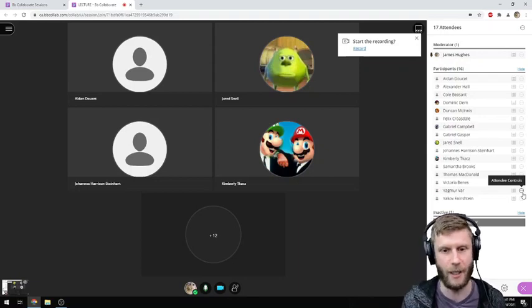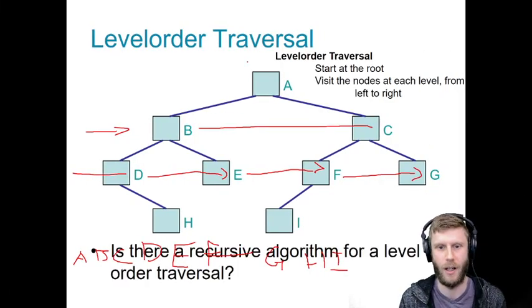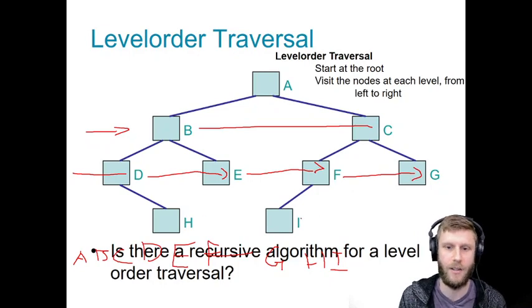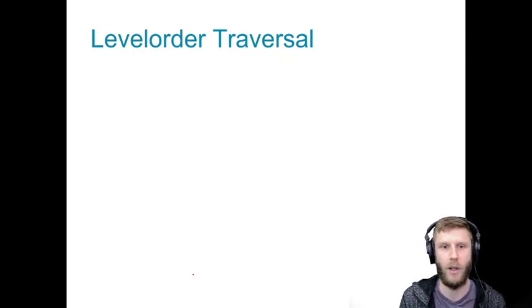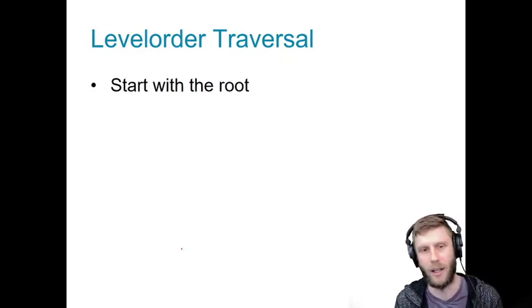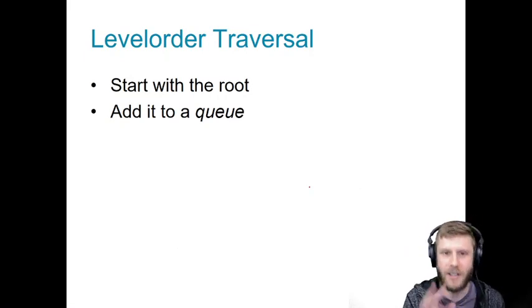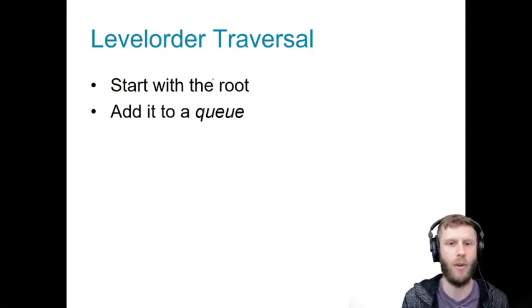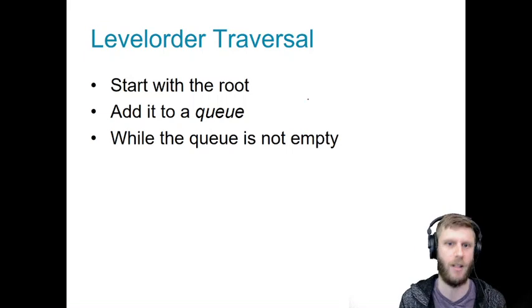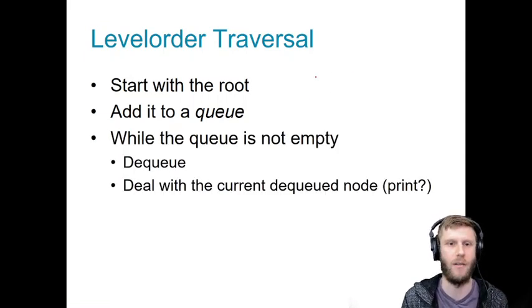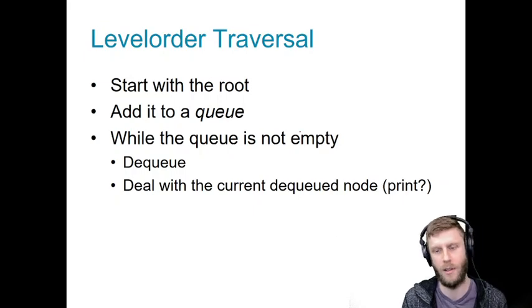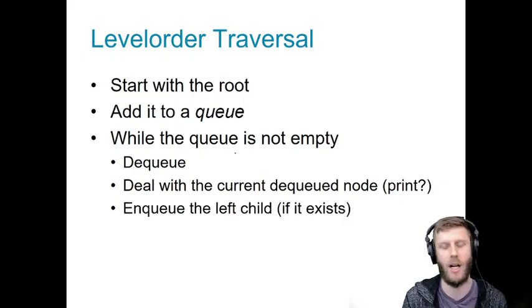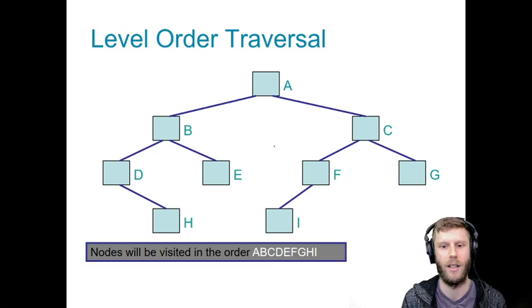This one here isn't recursive. I mean, we could make it. Is there a recursive algorithm for level order traversal? Well, yes, but that doesn't mean it's good. Here's the typical implementation. Start with the root. Add it to the queue. While the queue is not empty, dequeue and deal with the current node. Print it. Then enqueue the left child, enqueue the right child. Continue.